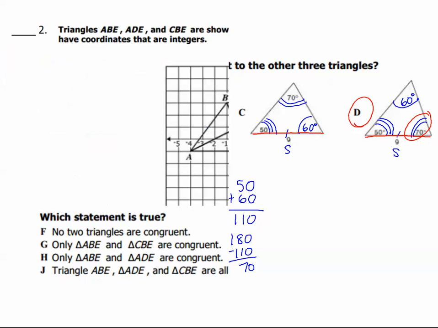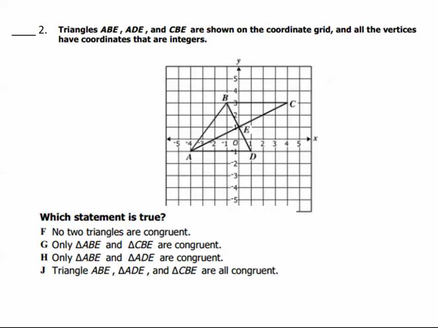Last one. Sometimes we're going to have to figure it out from a coordinate plane. We have triangles ABE, ADE, and CBE shown in the coordinate grid, and all the vertices have coordinates that are integers. Which statement is true? No two triangles are congruent. Only triangle ABE and triangle CBE are congruent. Only triangle ABE and triangle ADE are congruent, or all three triangles are congruent.